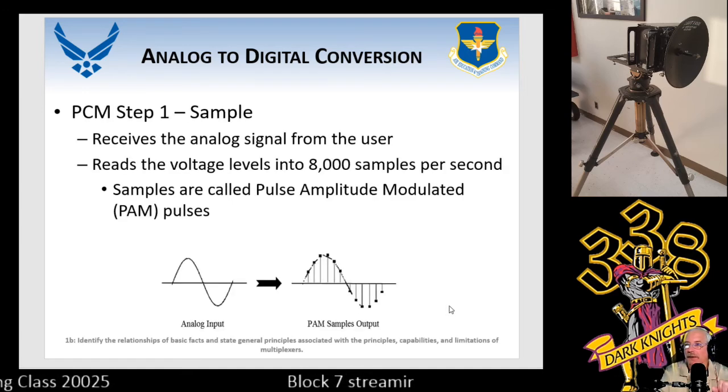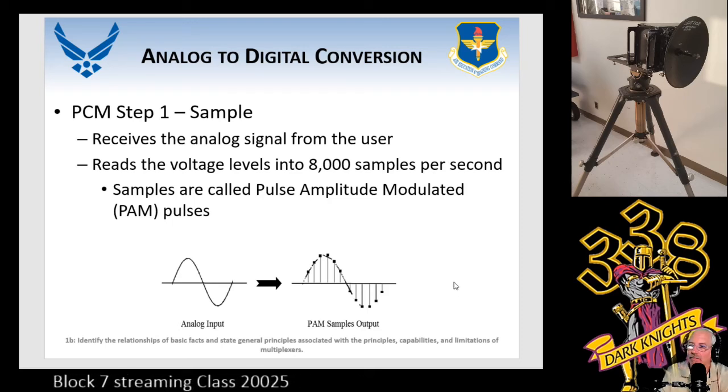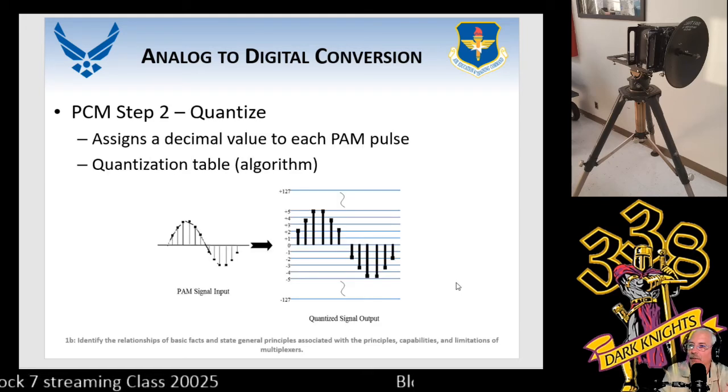First step, sampling. What we're going to do is we're going to take the audio signal. We're going to divide it into 8,000 sections. Each one of them is going to be equal. And then we're going to use the pulse method. In other words, we're going to measure up to the pulse and figure out where that line is on the voltage. And what we're going to do with that line is, by taking that sample, we're going to put it onto something called a quantization table.